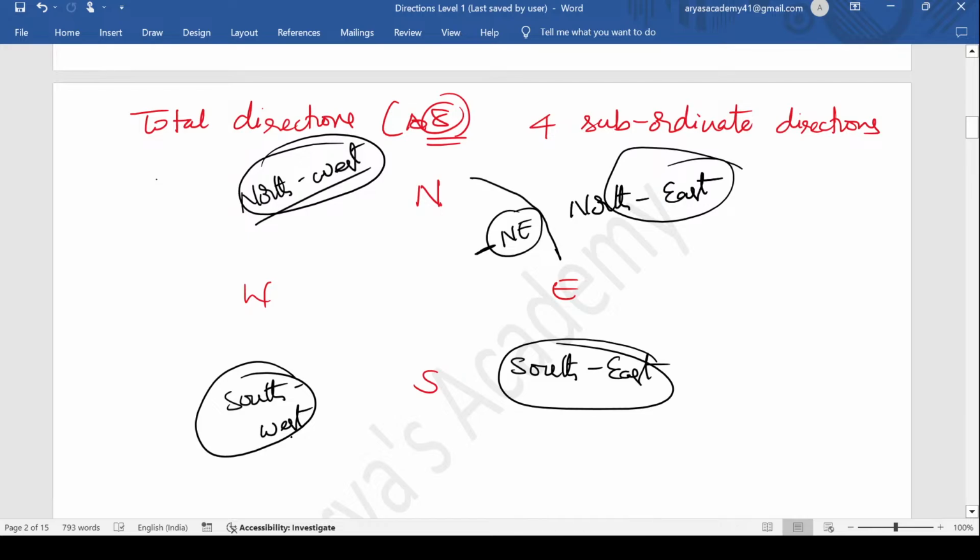If it is between the main directions of south and west, it is known as southwest. If it is between north and west, it is known as northwest. If it is between north and east, it is known as northeast. If it is between south and east, it is known as southeast. Fine. Now we will learn one more important point. We know the angle between any two adjacent main directions, between north and west or south and west. What is the angle between them?